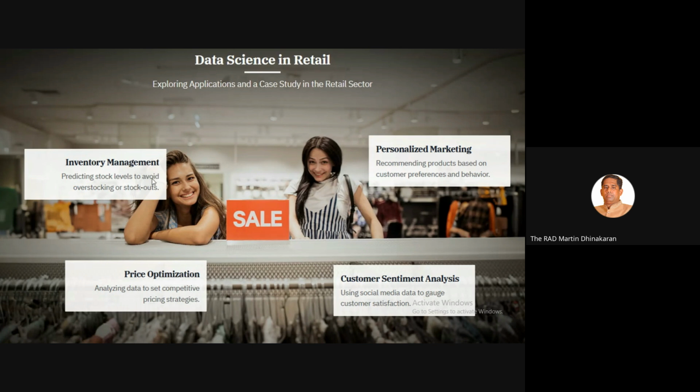Next is customer sentiment analysis. We all have a sentiment, and without sentiment, there is no human being. And data science analyzes your sentiment from social media data. For example, if you're posting a solo picture, whatever the dresses that you are wearing, based upon that, people are working behind the scenes.